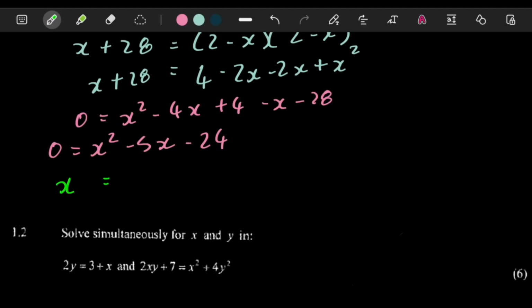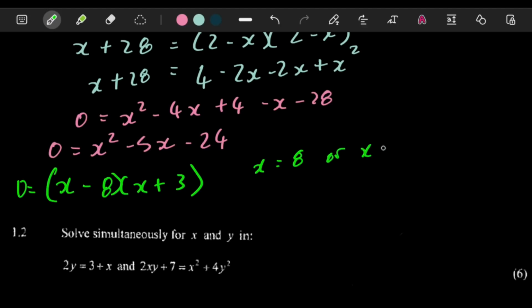It's just going to be 8 and 3 if you factorize. 8 and 3 give you a 5. So you have 8 over here, and then you have 5 over here, and you want 8 and 3. To get a negative 5, you're going to need to say negative 8 plus 3. So here you're going to have x is equal to 8 or x is equal to negative 3.